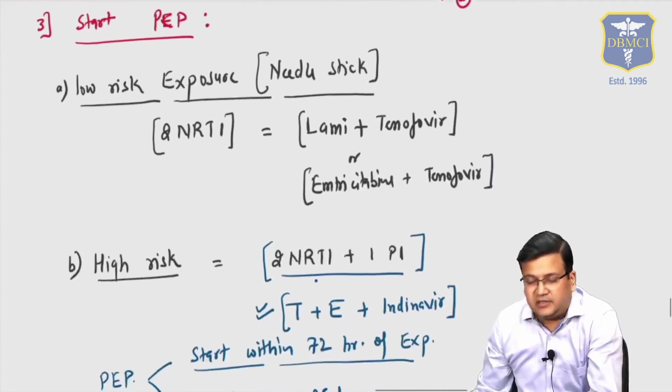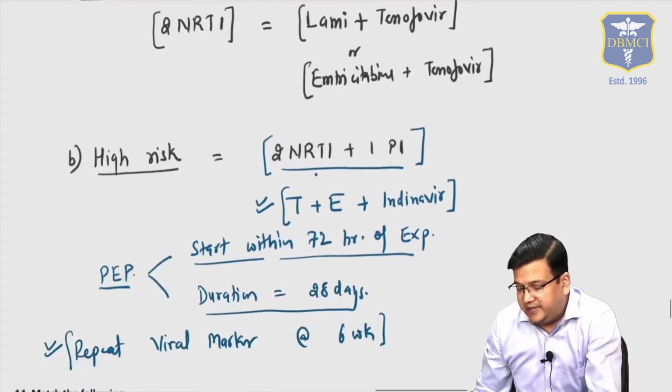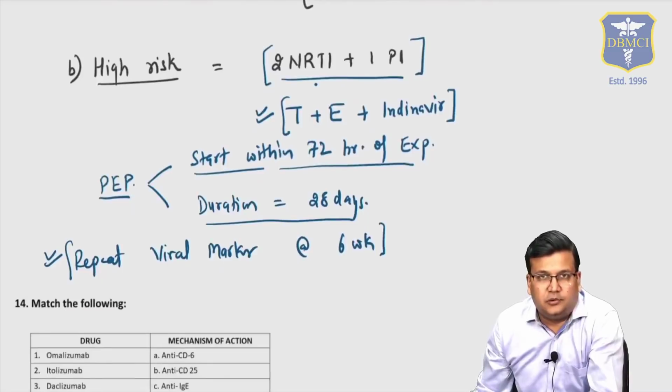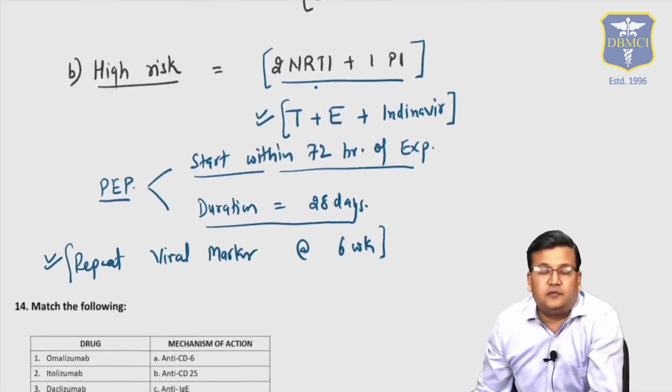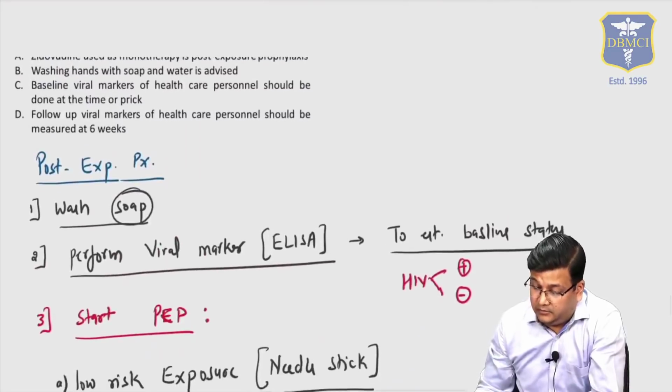Prophylaxis will depend on the risk of exposure. Low risk exposure like needle stick, 2 drugs, 2 NRTIs. High risk exposure, add a protease inhibitor also. Duration is 28 days and we have to start within 72 hours of exposure. So now we can attempt this question.